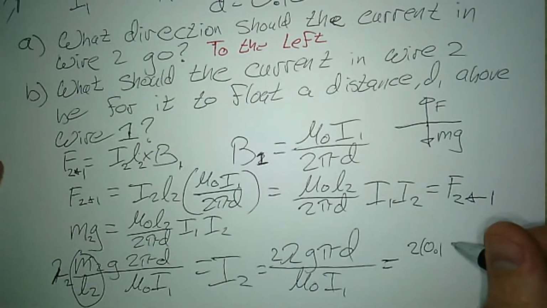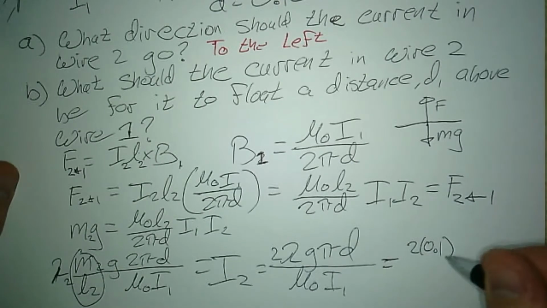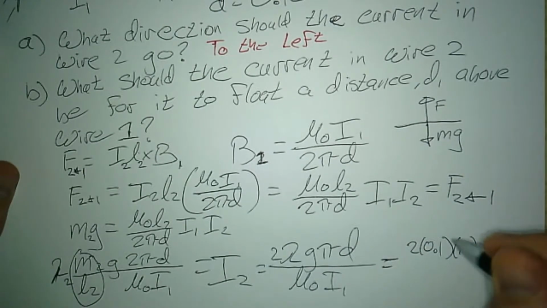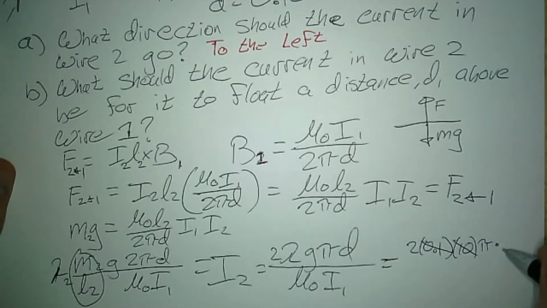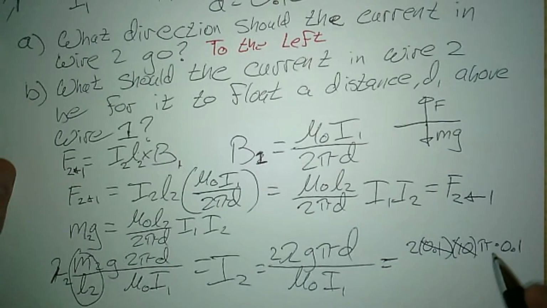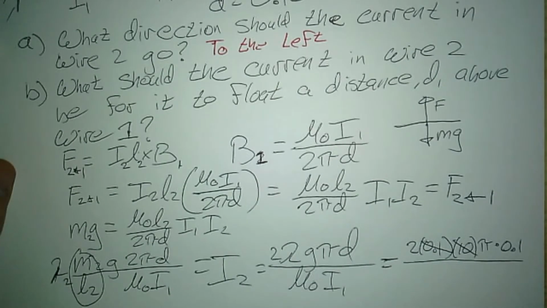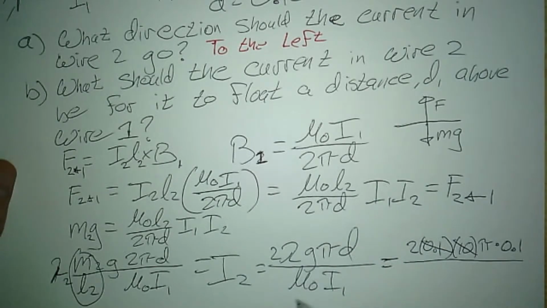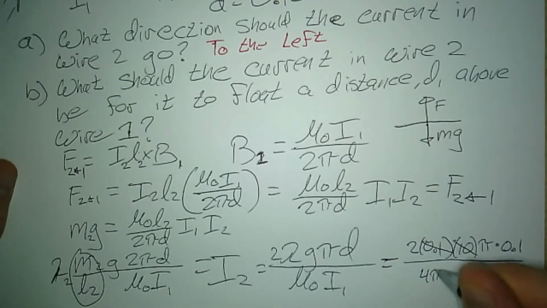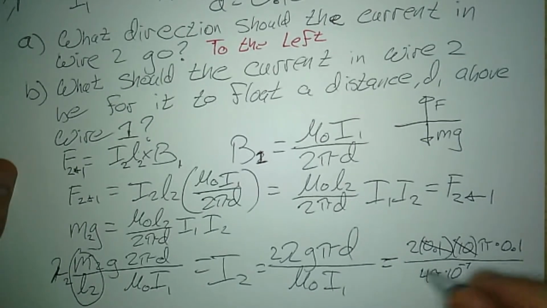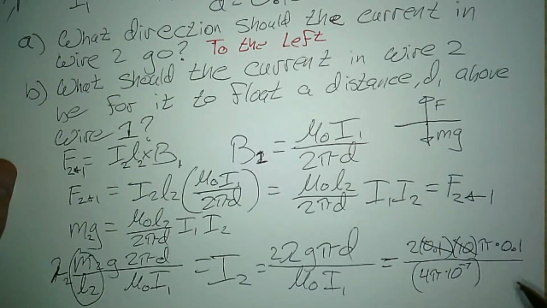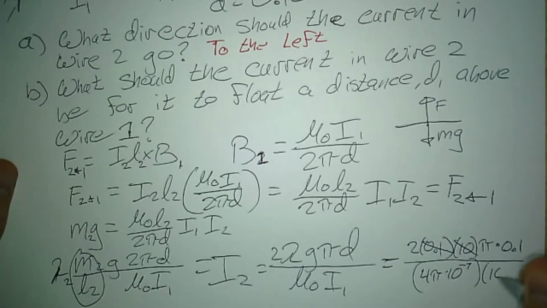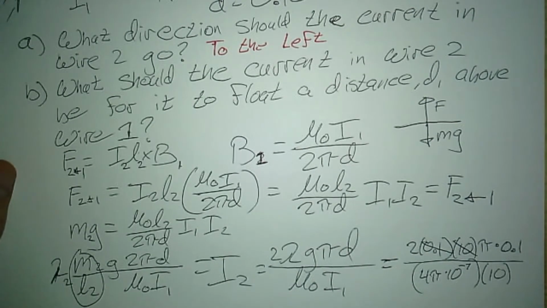Actually, I'll just let you watch me write them down. So it's going to be 2 times 0.1 kilograms per meter times 10. So 0.1 and 10 are actually just going to cancel out, times pi, which is 3.14, times another 0.1. So I'm going to get 0.2 pi up top. And on the bottom, mu naught is 4 pi times 10 to the negative 7. And then we said I1 was 10 amps, so we'll put a 10 down here. And I will type that in my calculator.